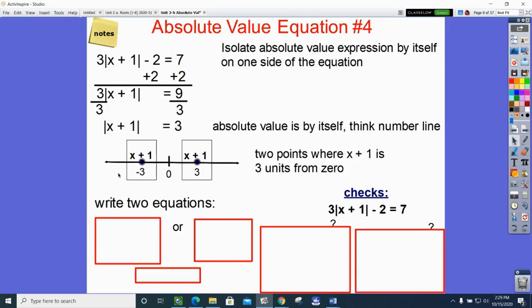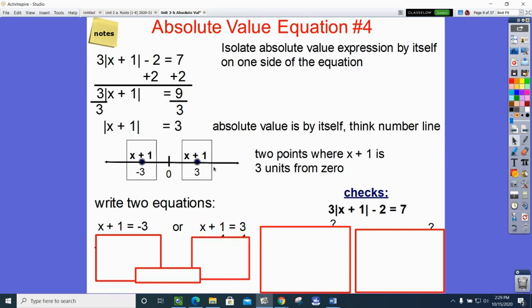Okay, let's see how you did. Did you take what was inside and set it equal to the -3? And that would be this situation right here. And did you take what was inside and set it equal to the +3? And that's what would be happening right here.